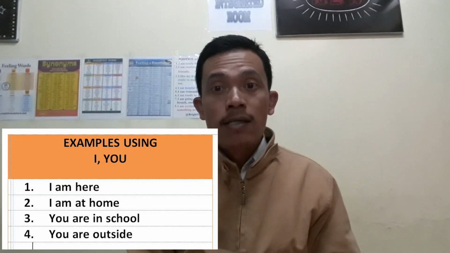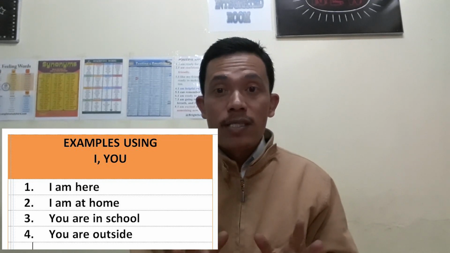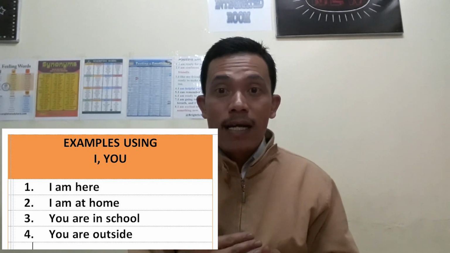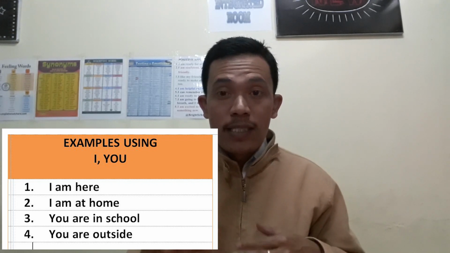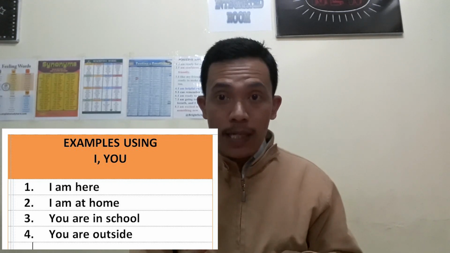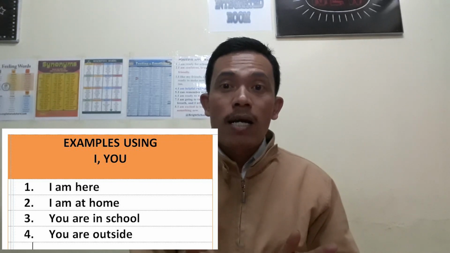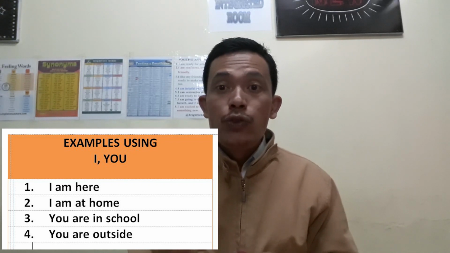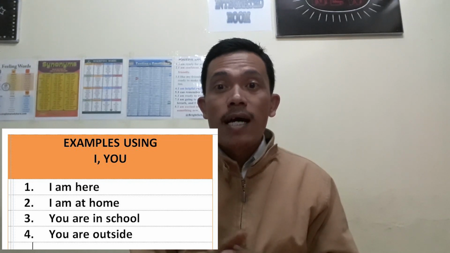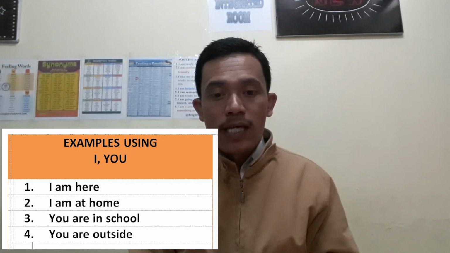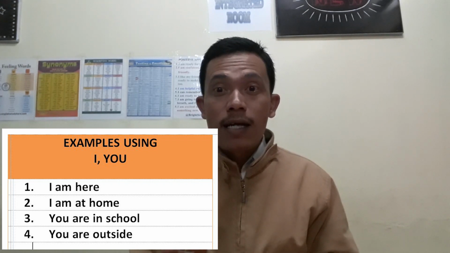Here are some sentences that we learn by using subject I and you. So let's check the subjects using I and you. The first is, I am here. Saya berada di sini. Jadi dia menunjukkan atau menjelaskan tempat. Yang kedua, I am at home. Saya berada di rumah. And then, you are in school. Anda berada di sekolah. And then, you are outside. Anda berada di luar. Okay.